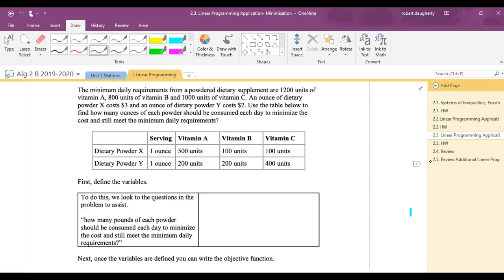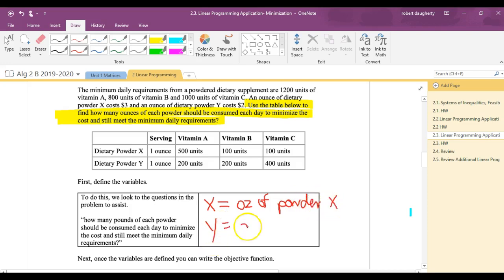Okay. And this is funny. I say go to the question. There's a question mark, but grammatically that's not a question, is it? So here's the thing. What is it that it's telling me my variable should be here? Right. When it says how many ounces of each powder, that's telling me my variable should be the number of ounces of each powder. What are the two powders here? X and Y. Okay. So let's start with that. X equals the ounces of powder X, and Y equals the ounces of powder Y.